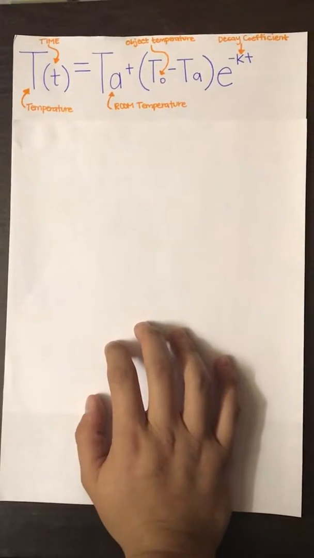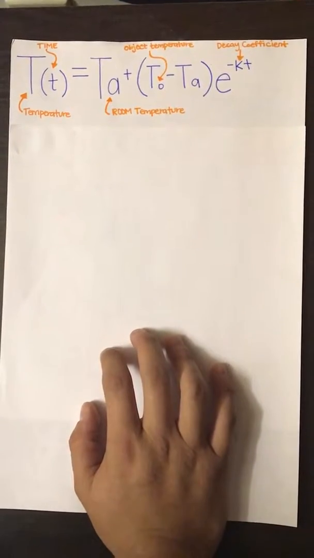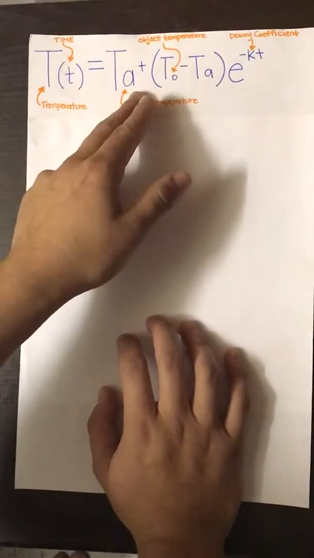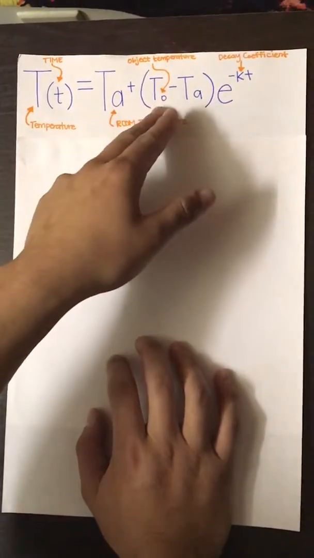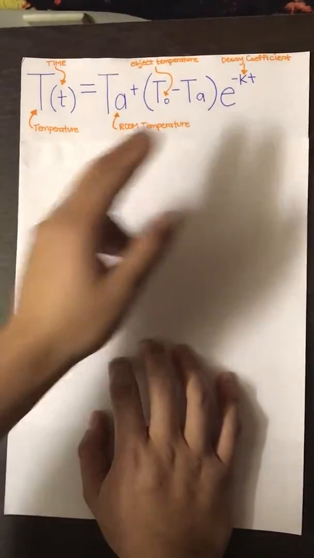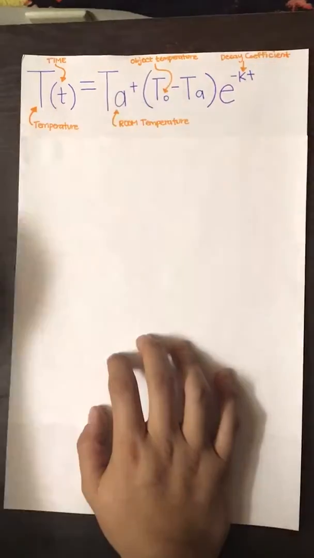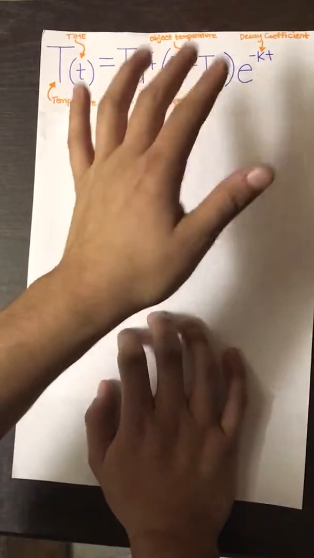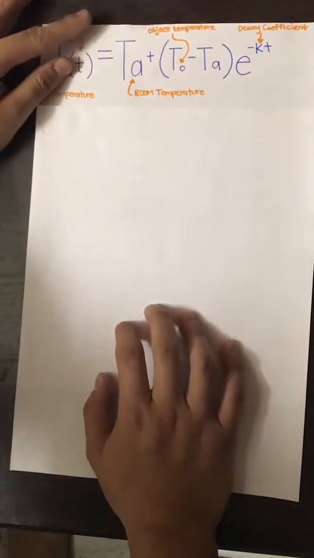In order to solve this problem, we first have to start off with Newton's law of cooling, which states that temperature at time t is equal to room temperature plus (object temperature minus room temperature) multiplied by e to the power of negative kt, where k is your decay coefficient. And to start off the problem, we need to determine what k is.